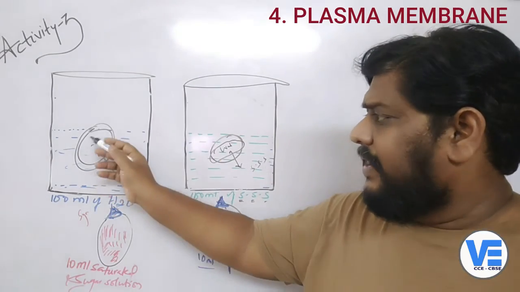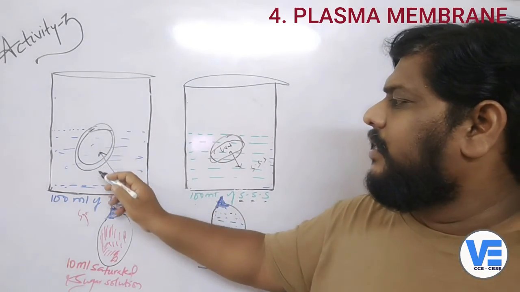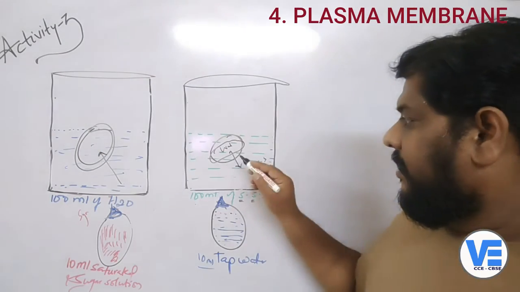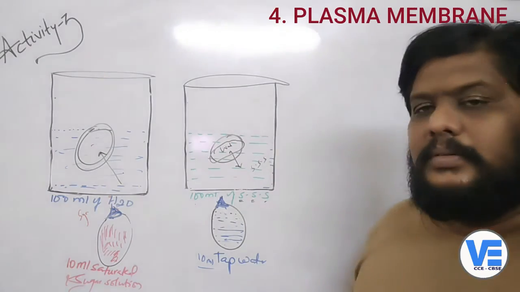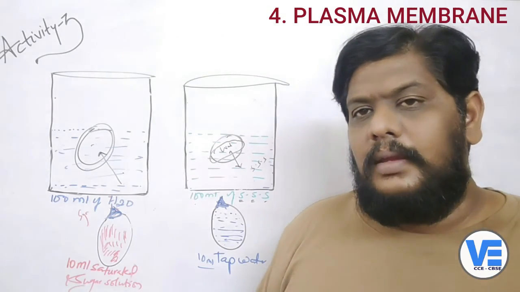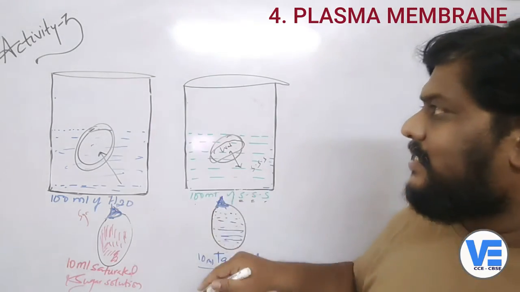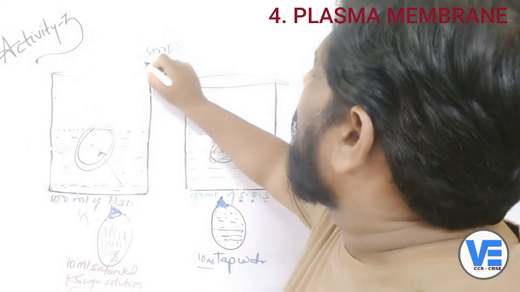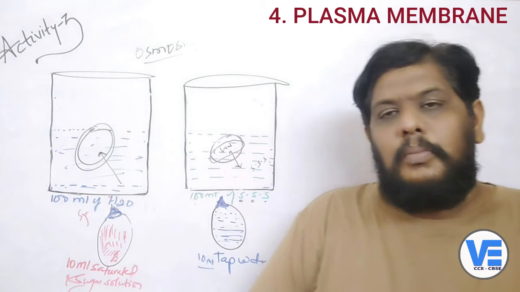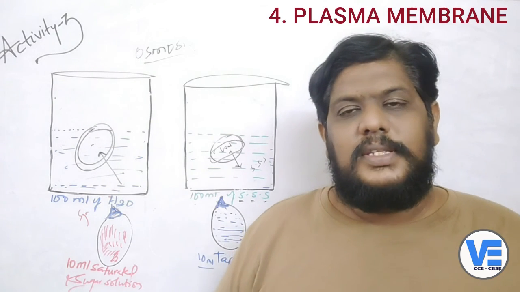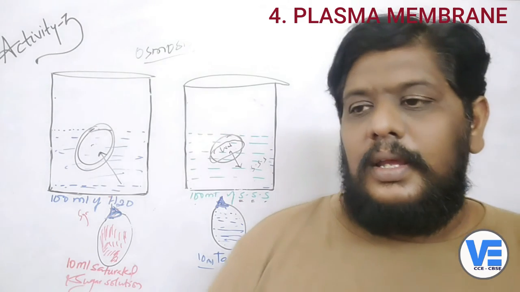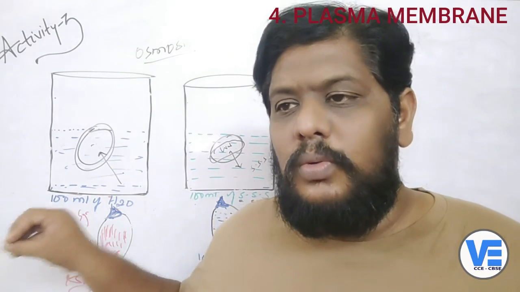So definitely you can see swelling here because the water from here has entered into the egg, and here the water from the egg entered into the beaker. This is the process which we call osmosis. Osmosis is nothing but molecules moving from the lower concentration to the higher concentration. So this is what we learn in these two experiments.